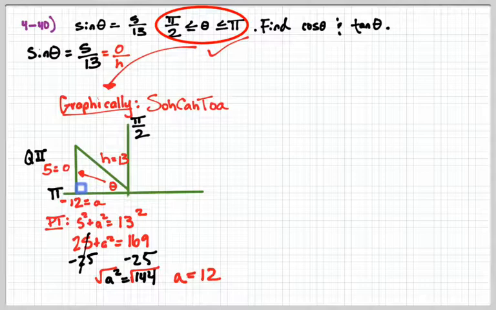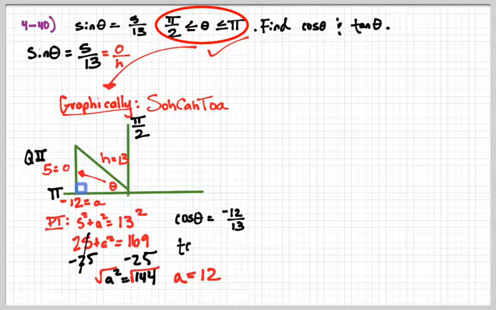Okay, you have all 3 sides now, right? Write a ratio for cosine now and tangent. You've done all the hard work. All right, so cosine of theta is equal to adjacent over hypotenuse. So be careful with your sign, negative 12 over 13. And tan of theta is going to be positive 5 over negative 12.